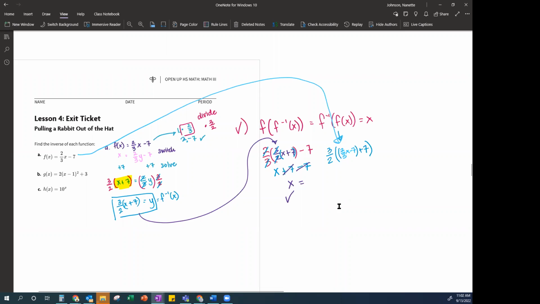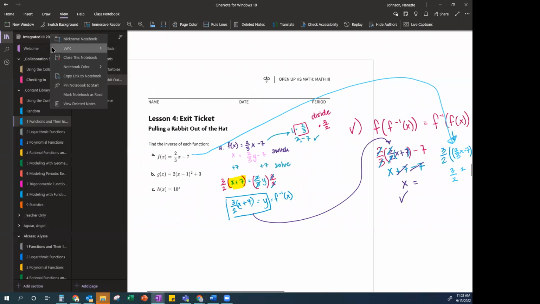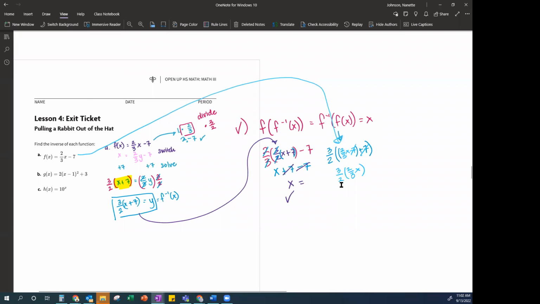Oh, it's really slow right now, sorry. So these will cancel as well. Let's see. Yay, it's working. All right, let's make it go faster. Okay, so these will cancel as well, or I should say they divide out to be 1. So this is just X.